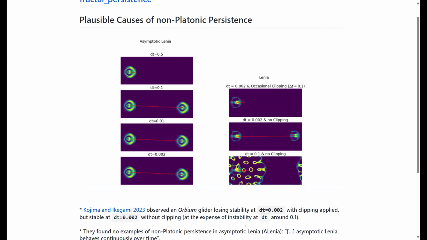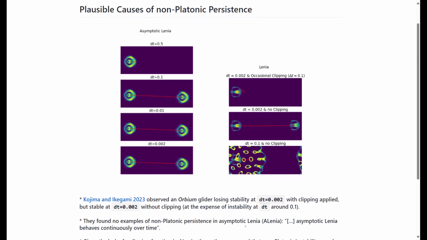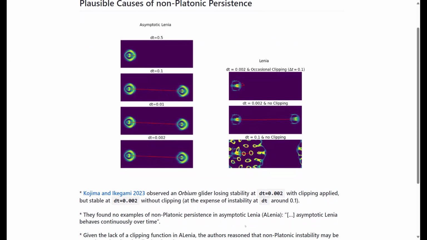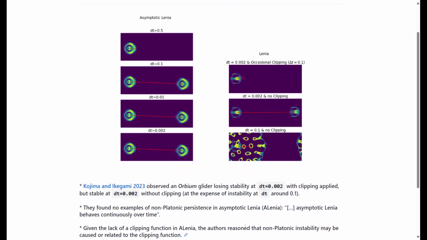Okay, and so here's why we're interested in looking at asymptotic Lenia today. In previous work, I think this was at last year's A-Life by Kojima and Ikegami, they found, as an incidental result for something else that they were doing, a particular orbium that was unstable with too small of a step size. But when they removed the clipping function at that small step size, it was now stable. There was the trade-off where at the larger step size, the original step size was now unstable.